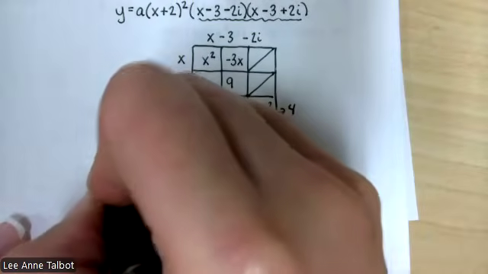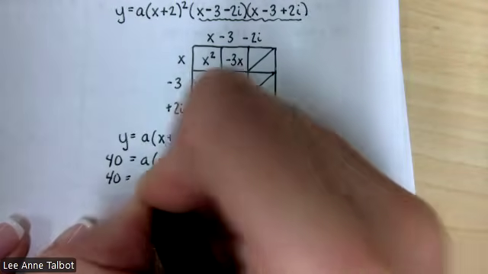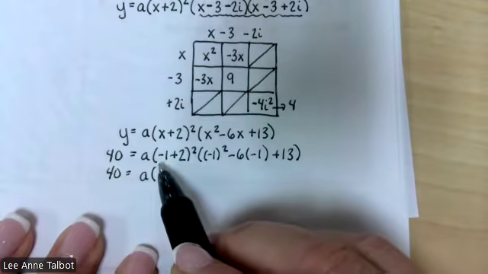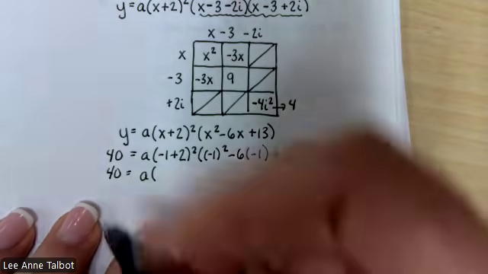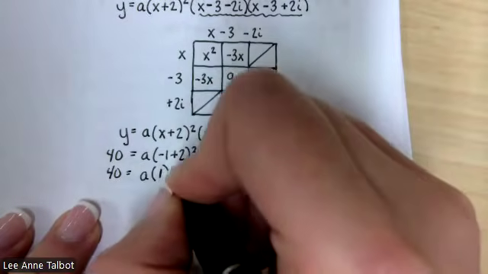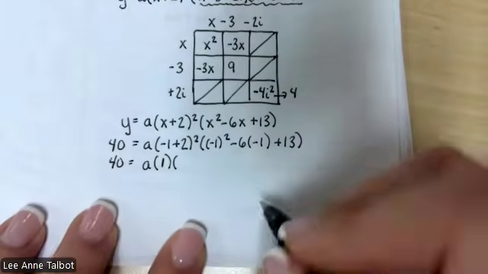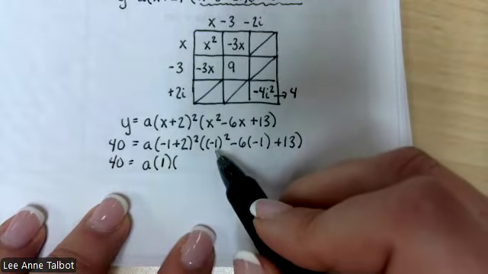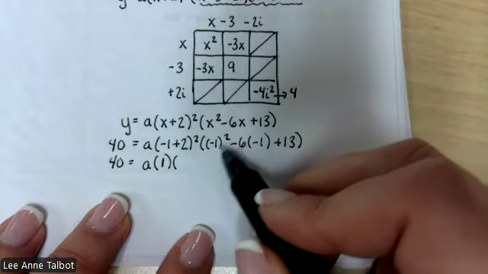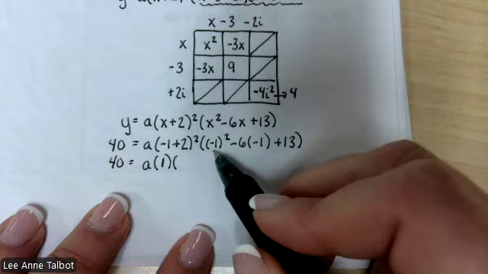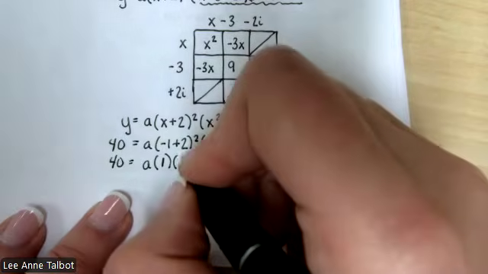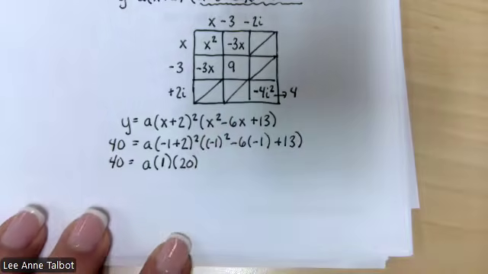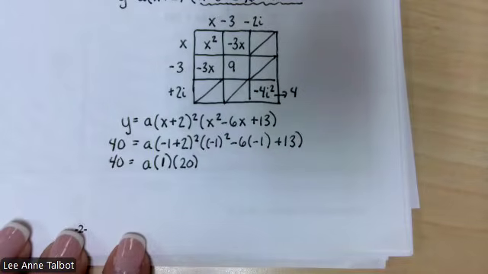Okay, this might be the hardest part, this little order of operations. Negative 1 plus 2 is 1. 1 squared is 1. Okay, let's go slow. Negative 1 squared is 1. 1 plus 6 plus 13 is 12. What a relief.